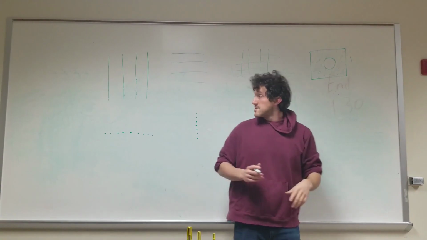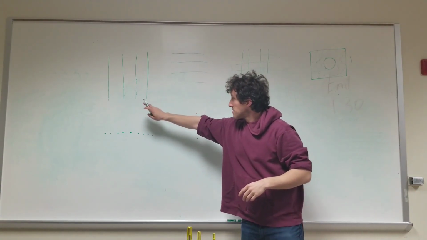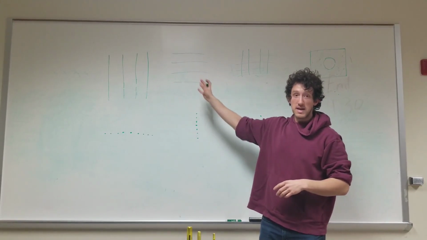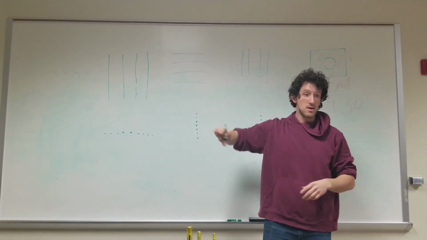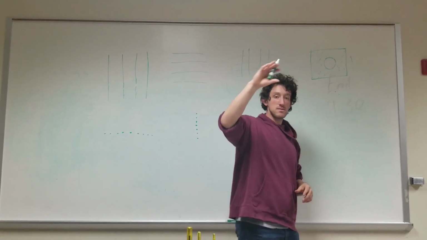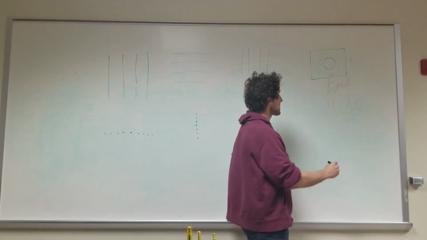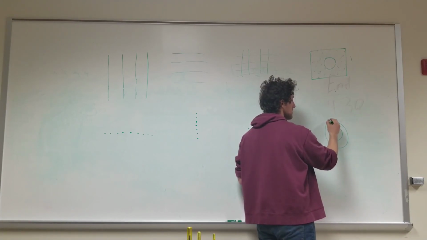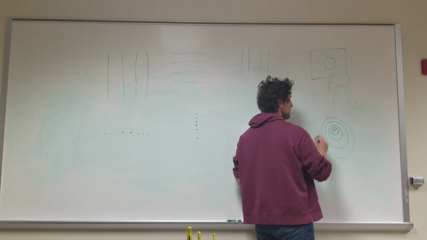So just like we got from the vertical wires to the horizontal wires by rotating 90 degrees, what would happen if we just rotated it a continuous angle all the way around? We would get something like a bullseye pattern. Like that.